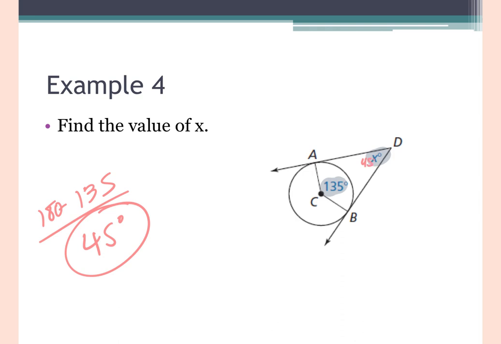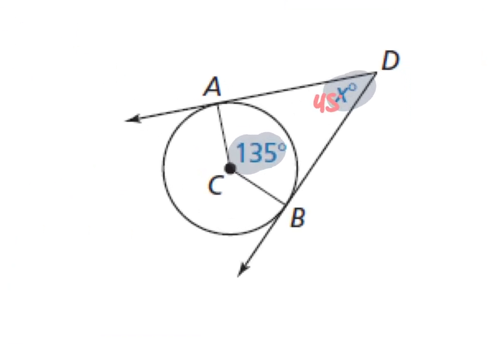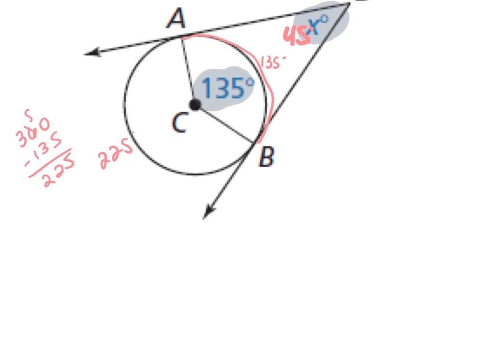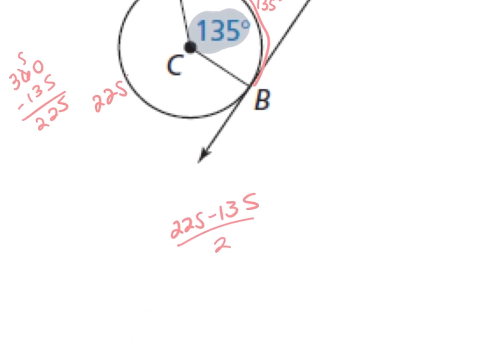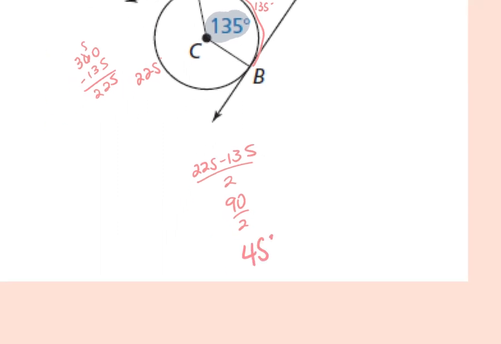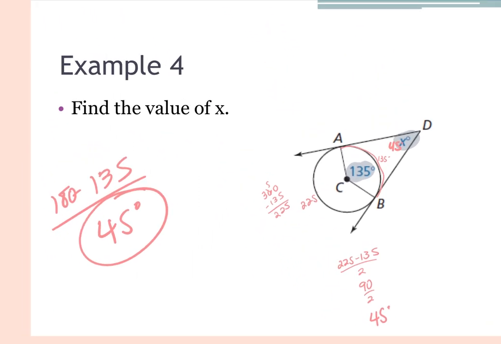Now, if you didn't remember that theorem, you'd go all the way through. I would say if that's 135, then so is the arc it intercepts because that's a central angle. And then I would do 360 minus 135, and I'd get 225 for the big arc. And then it would be 225 minus 135 divided by 2, 90 divided by 2, which is 45. But obviously that shortcut is a shortcut for a reason. Saves you a lot of time.